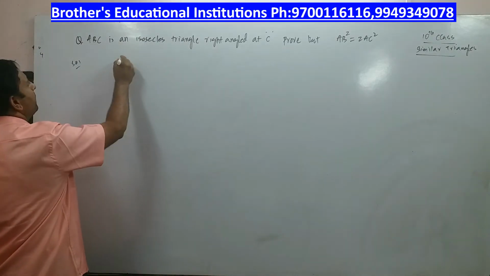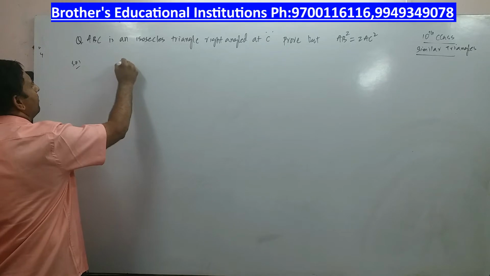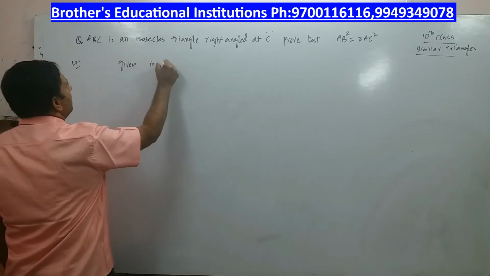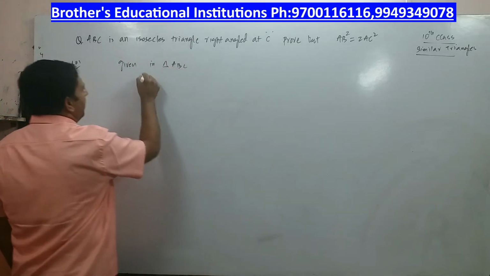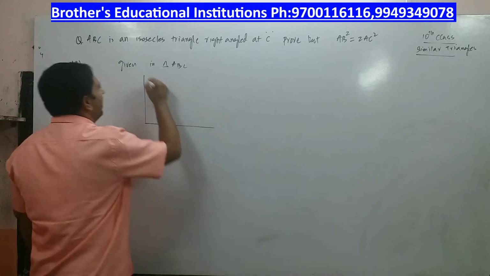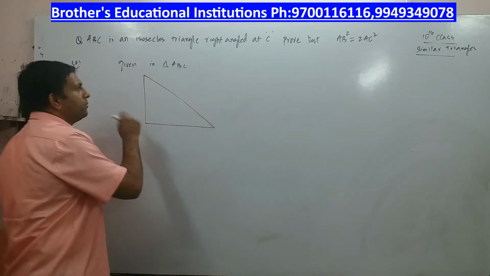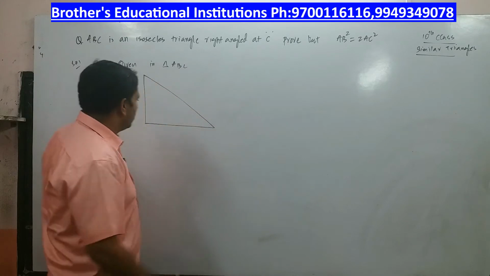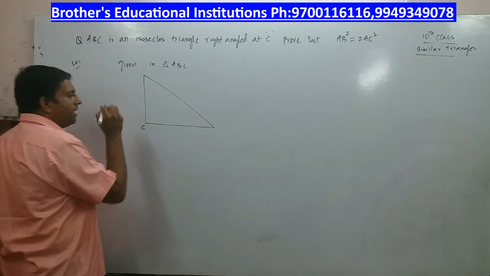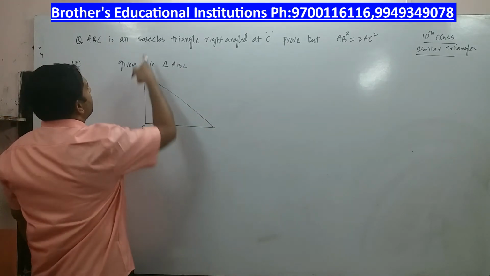Very simple problem. I will say given, in triangle ABC. Now let me draw a triangle ABC. Be very careful because what is this point? It is right angle, let's see. So don't put here B or A. You must put here as C. Right angle, let's see. And it is isosceles triangle.